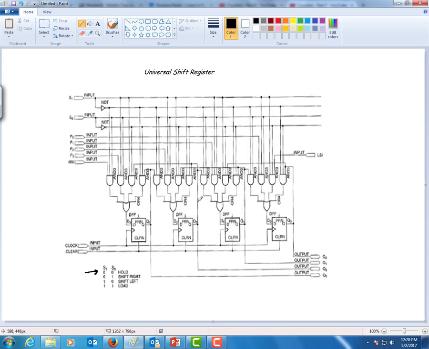Now, just think about it. We have 4 choices or 4 types of shift registers we can work on here. And how many do we have here? Well, we have a hold, we have a shift right, shift left, and a parallel load. So we have 4 types, right? So it makes sense. Depending which one of these gates is enabled is going to determine what type of shift is going to take place.